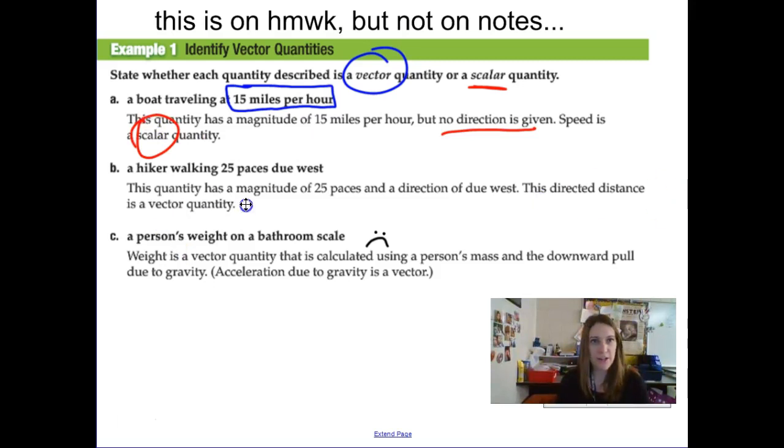And then our hiker is walking 25 paces due west. So the 25 paces is the distance or the magnitude of the vector, and due west is the direction. So because we have both magnitude and direction, we have a vector.